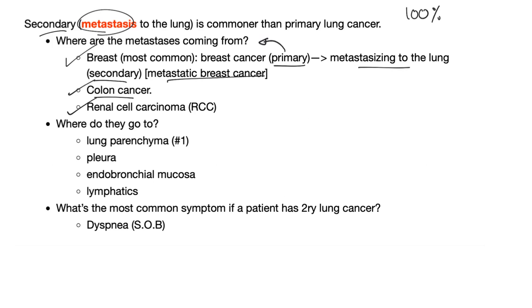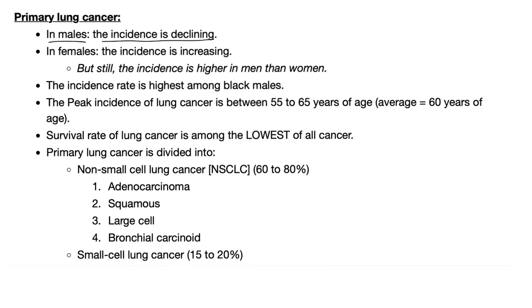So if you have a female with secondary lung cancer, play odds. Where is it coming from? Breast. If you have a male patient with same problem, secondary lung cancer, where is it coming from? Colon. Just by statistics, but of course you will need more tests. Once they arrive at the lung, where do they go? Lung parenchyma is the most common one, pleura, endobronchial mucosa, and lymphatic. What is the most common symptom if a patient has secondary lung cancer? Dyspnea.